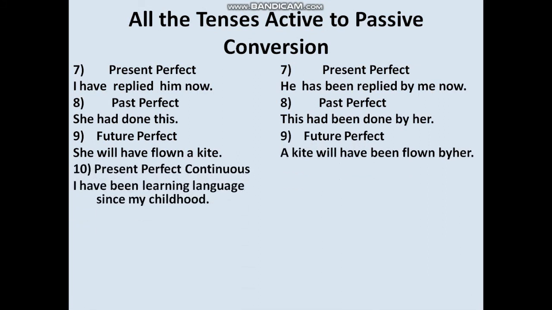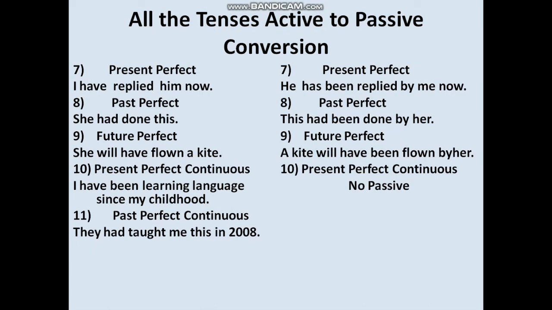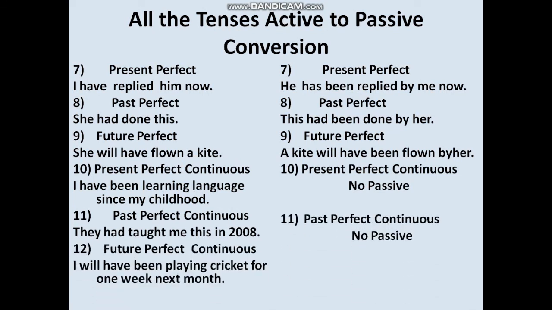So here, students, come such sentences of active voice which are not possible in passive. We do not make present perfect continuous, past perfect continuous, and future perfect continuous in passive voice. Okay students, I hope you got the idea about active and passive, and how to convert it.